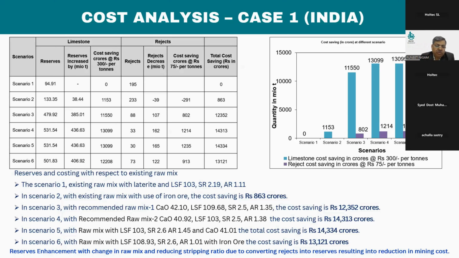In the bottom line we have written: reserves enhancement with change in raw mix, reducing the stripping ratio due to converting rejects into reserves, resulting in a reduction in mining costs. So this is the cost, in terms of our optimization.